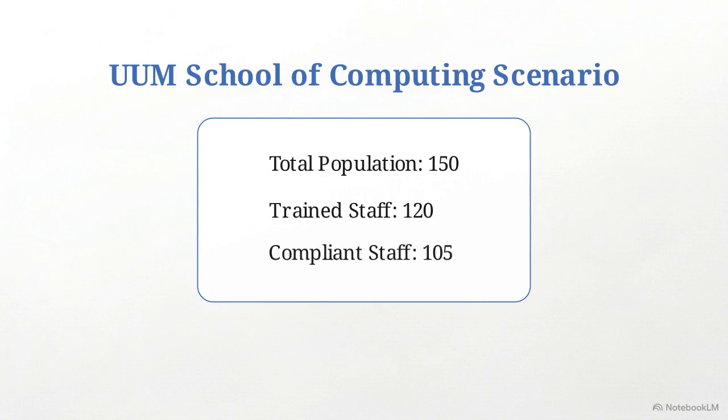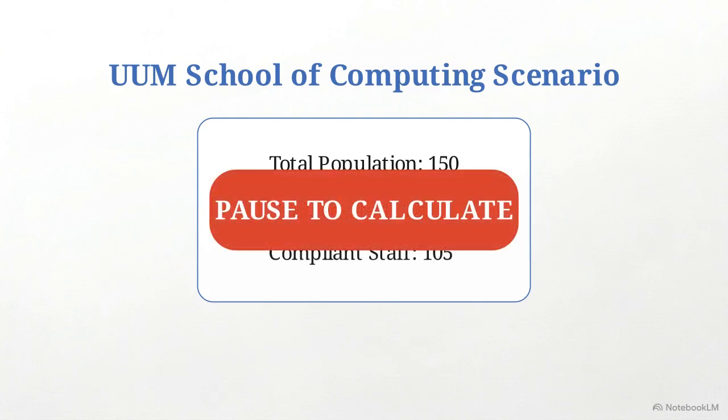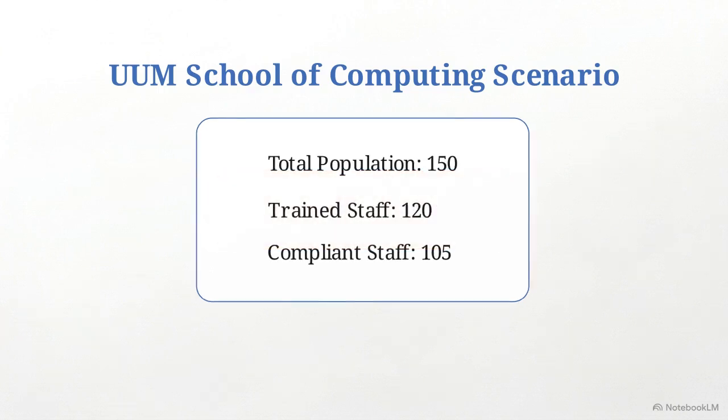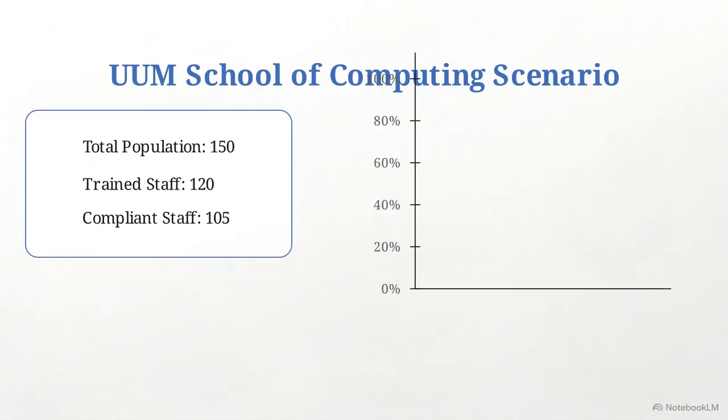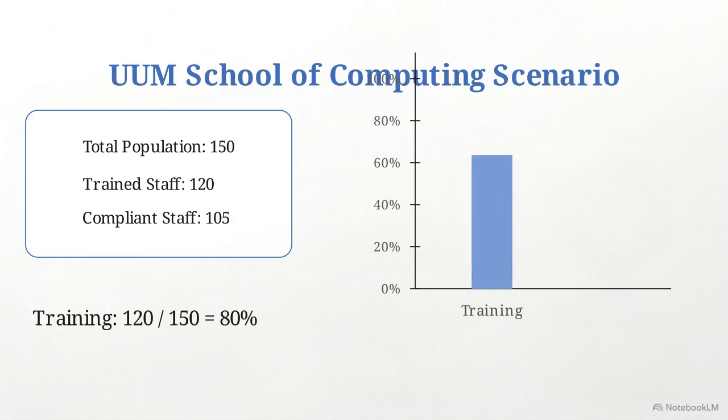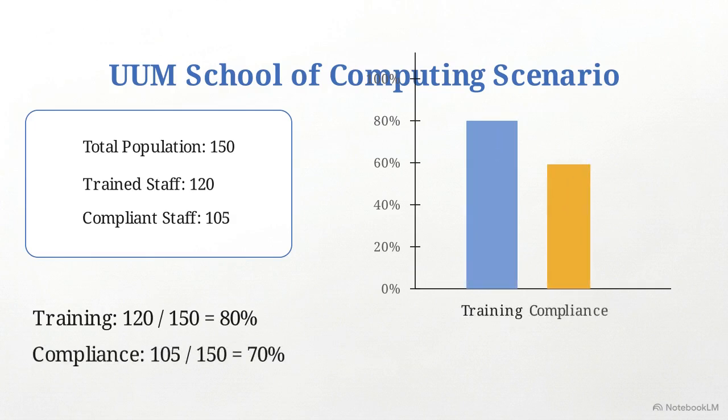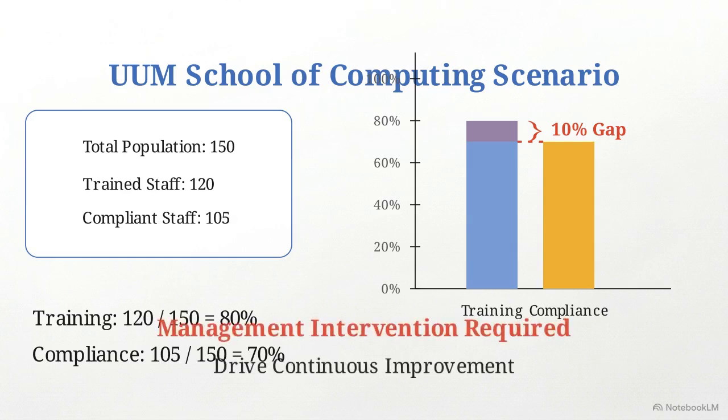Let's review the calculations. For the training completion rate, 120 divided by 150 gives us 80%. For the compliance rate, 105 divided by 150 results in exactly 70%. These numbers tell a clear story. With an 80% training rate, but only a 70% compliance rate, data analytics identifies that exact 10% gap. Analyzing this discrepancy tells management exactly where to intervene and drive continuous improvement.